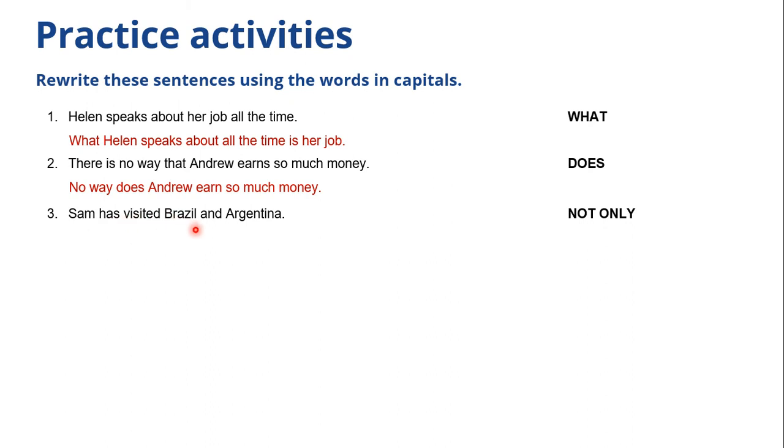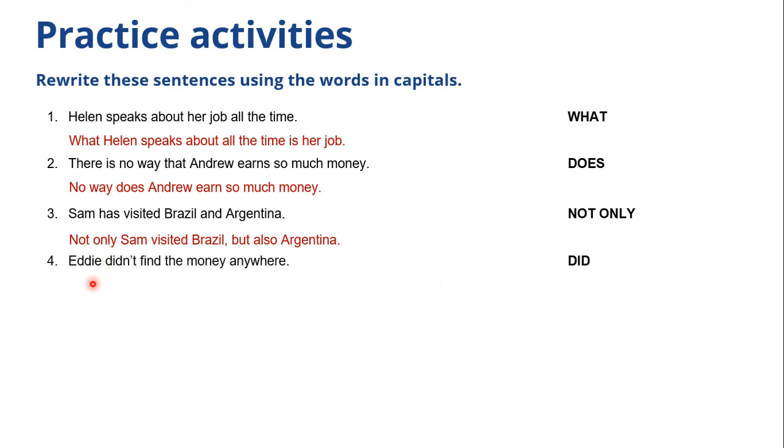Sam has visited Brazil and Argentina. Not only. Can't you make it that one? Can't you rewrite it? Yes: not only did Sam visit Brazil, but also Argentina. That is the inversion with not only. What about this? Eddie didn't find the money anywhere. Do you have any idea how to rewrite it? This is the practice. Yes, nowhere did Eddie find the money, by moving anywhere to the front, changing it into no, and making didn't into a positive interrogative.